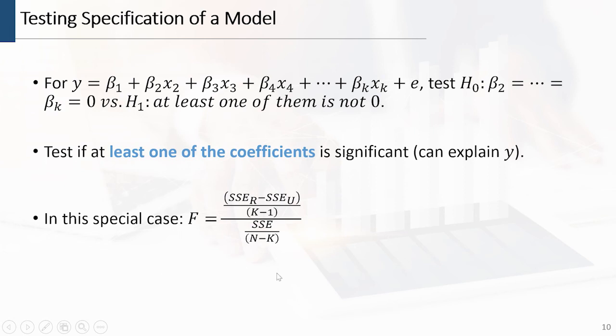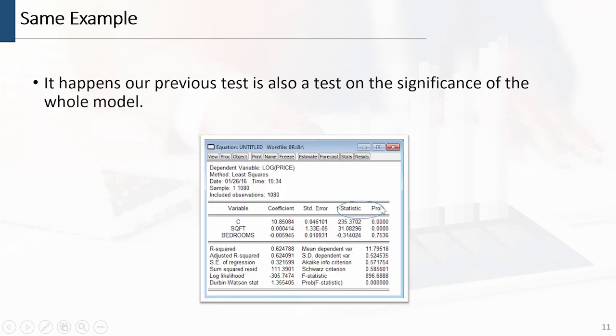And in this special case, you should also see that the sum of squared residuals of the restricted model is just from regressing your y on the constant, and the sum of squared residuals of the unrestricted model is from the whole regression. The degrees of freedom should be k minus 1 restrictions, given you have k coefficients in total.